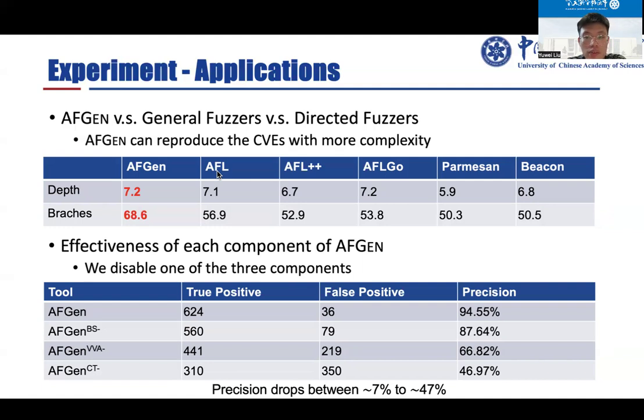We also verify the effectiveness of each component of AFGEN. By disabling one of them, the precision drops from 77% to 47%. This shows that all three design choices play an important role in boosting the precision of AFGEN in discovering crashes.